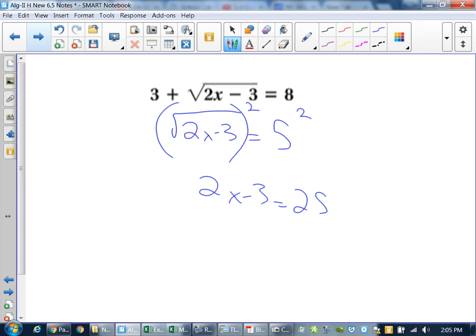And now you're in a two-step equation. Add 3, divide by 2. Okay. And then take a second and double check your answer. What's 2 times 14? It's 28. What's 28 minus 3? What's the square root of 25? 5. What is 5 plus 3?